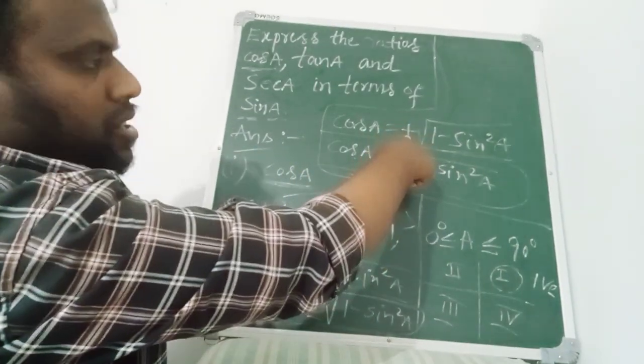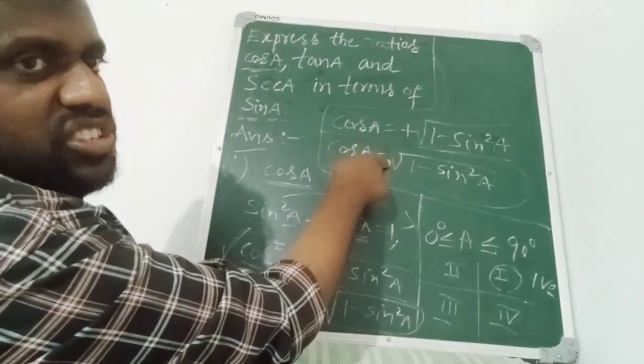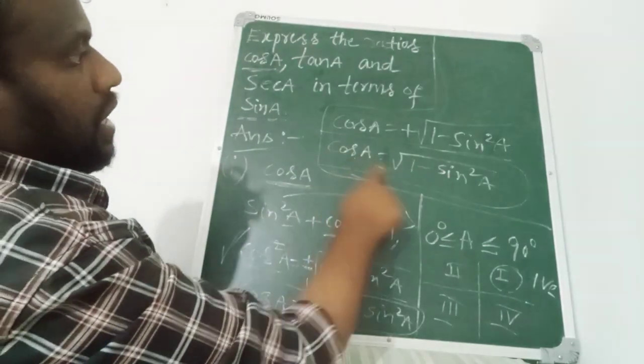I just removed plus, because if you don't write it, no problem. It is understood. Here nothing is there means plus is there. You got it? So I hope you understood till here.